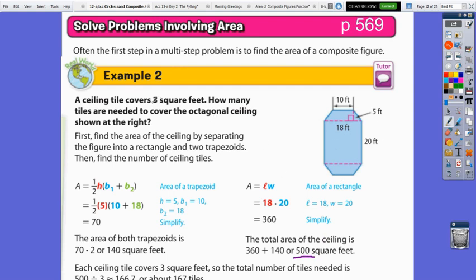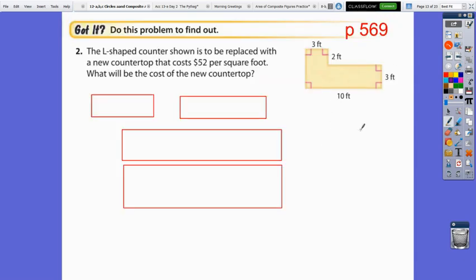And if each ceiling tile is 3 square feet, how many 3 square foot tiles does it take to fill 500? You do division there, and it's about 167. So this is just an example of a multi-step problem using composite area. We'll do one last one here.